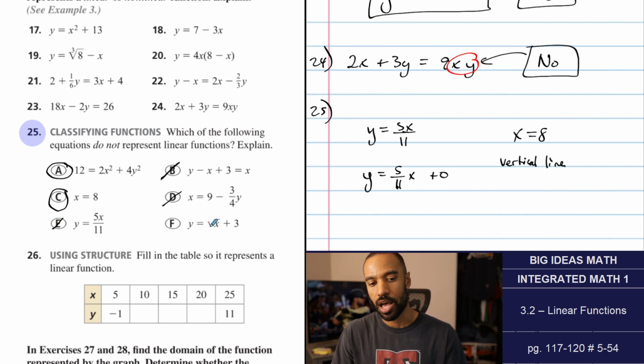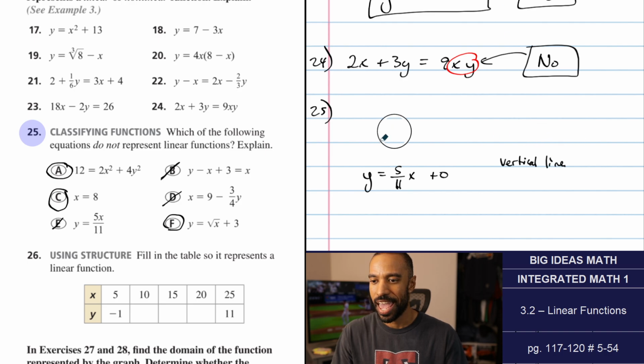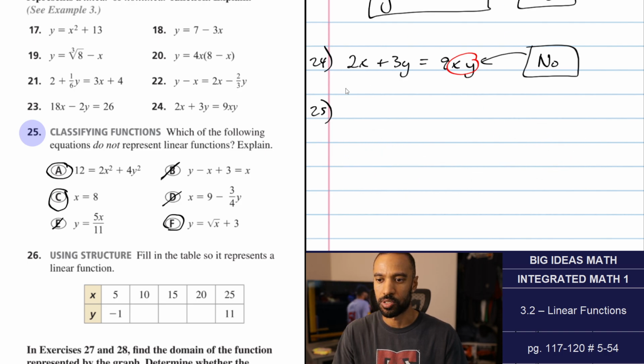And then f, we saw a radical before. Square root of x is no good for linear stuff. That's not a linear function, which means it's a correct answer here. So which ones do not represent linear functions? A, C, and F do not represent linear functions.